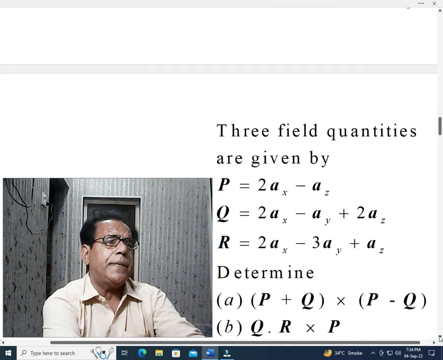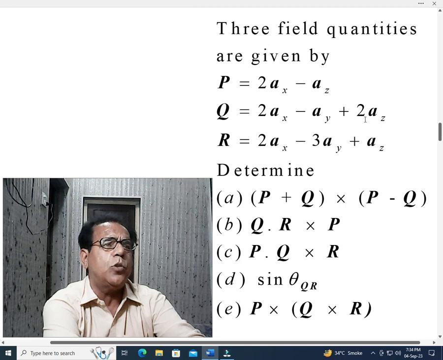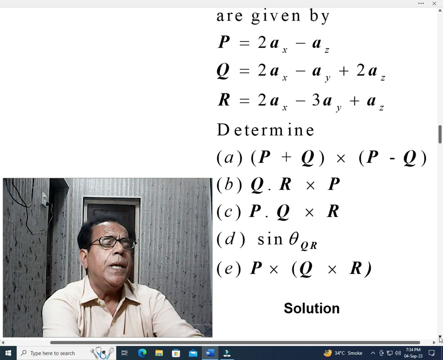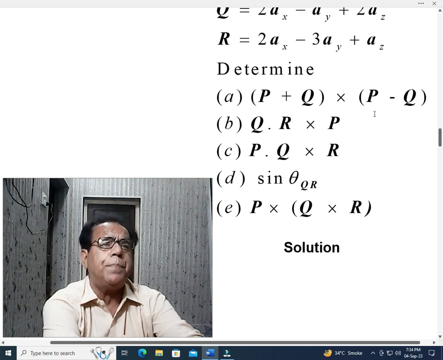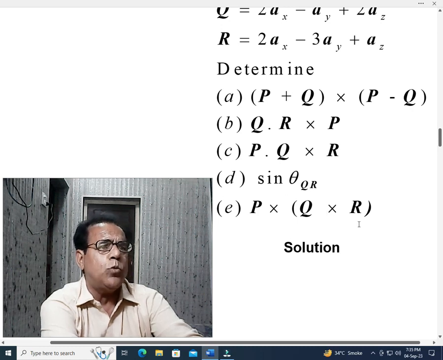Now problem number 7. Three field quantities are given by P equal to this, Q equal to this, and R equal to this. Determine: part A, P plus Q cross P minus Q. Part B, Q dot R cross P. Part C, P dot Q cross R. Part D, sin theta between Q and R. Part E, P cross Q cross R, where Q cross R is in brackets.